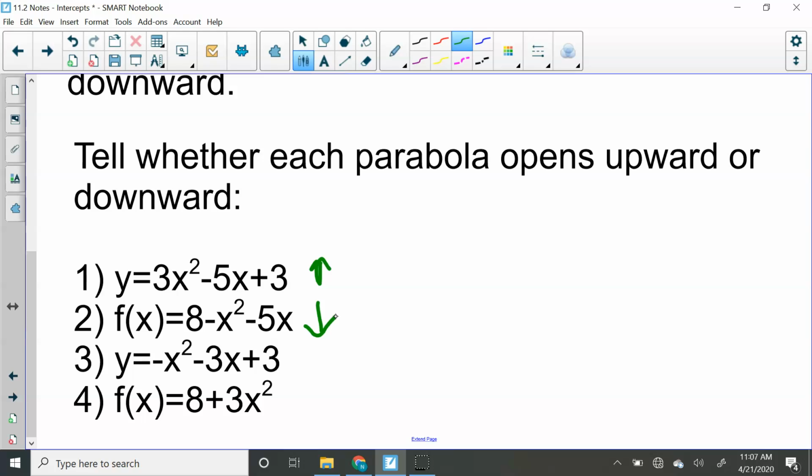Alright, for number 3, we're going to look for our x squared. There it is. In front of that we have a negative, so number 3 opens downward.